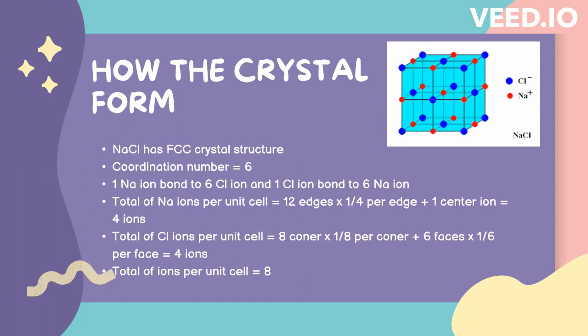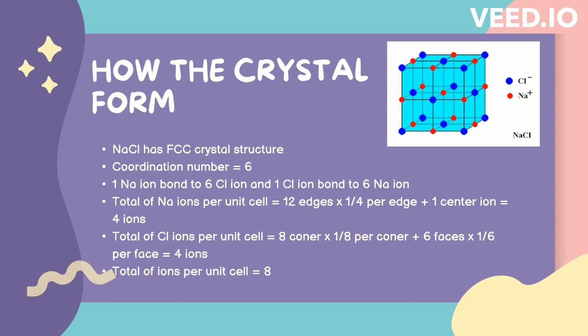The NaCl crystal will have the face-centered cubic crystal structure, which has a coordination number of 6. One natrium ion will bond to 6 chlorine ions, and one chlorine ion will bond to 6 natrium ions. The total of natrium ions per unit cell is equal to 12 edges times 1/4 per edge plus 1 center ion, which equals 4 ions of natrium.